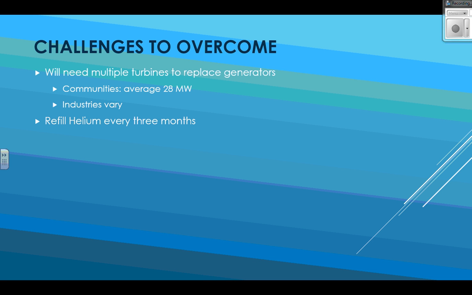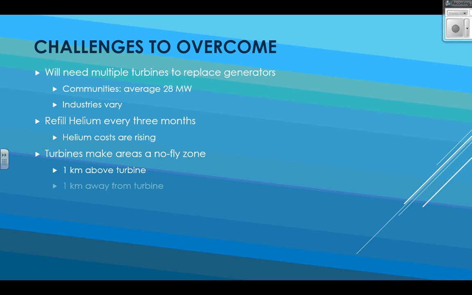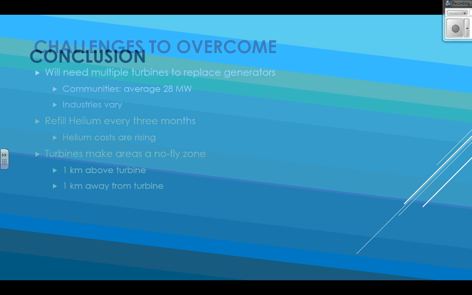Refill helium every 3 months. This is an issue as helium costs are increasing, and it's an ongoing cost that the turbine will need. Turbines make areas a no-fly zone. Rule of thumb is a kilometer away from the turbine. This is just to protect planes from running into the turbines.